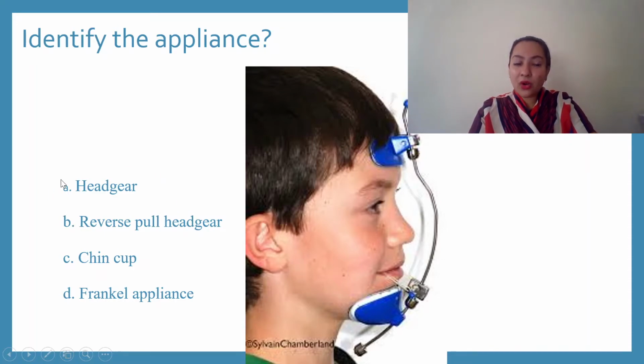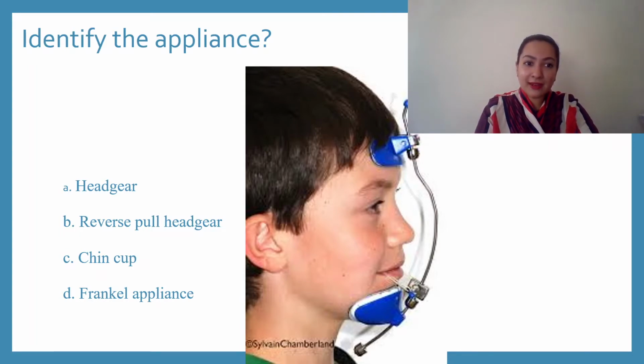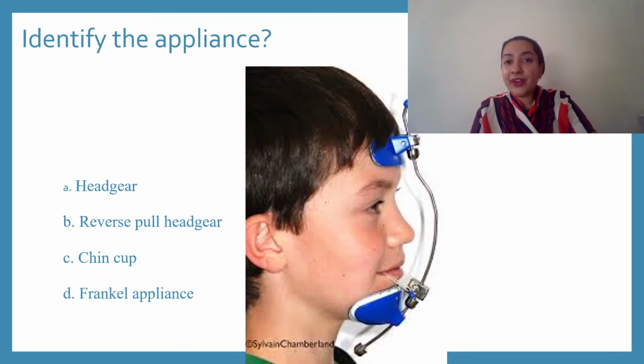The one option, that is headgear, is a different thing. The appliance is different. It is used to restrict or modify the growth of maxilla, and it does not have this chin cup section. Next option is reverse pull headgear. It means its action is opposite to that of headgear. So if headgear is used to restrict the growth of maxilla, reverse pull headgear is used to bring about growth in maxilla. And when do we need to bring about the growth in maxilla? In class 3 cases, where the maxilla can be retruded or the mandible can be excessively ahead.